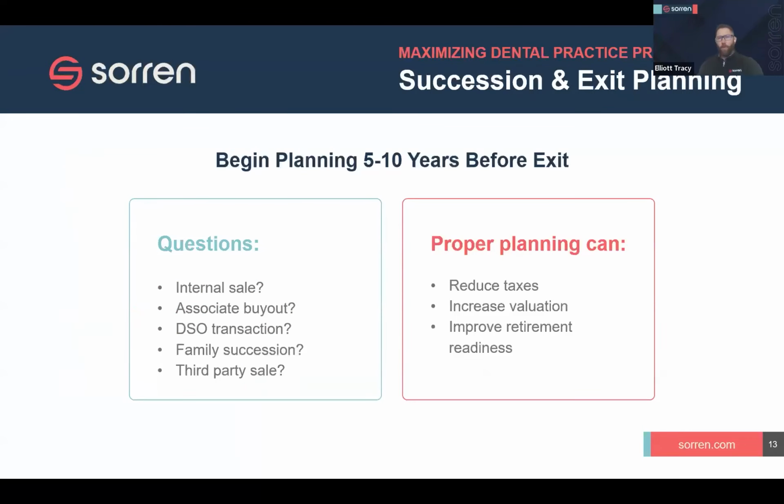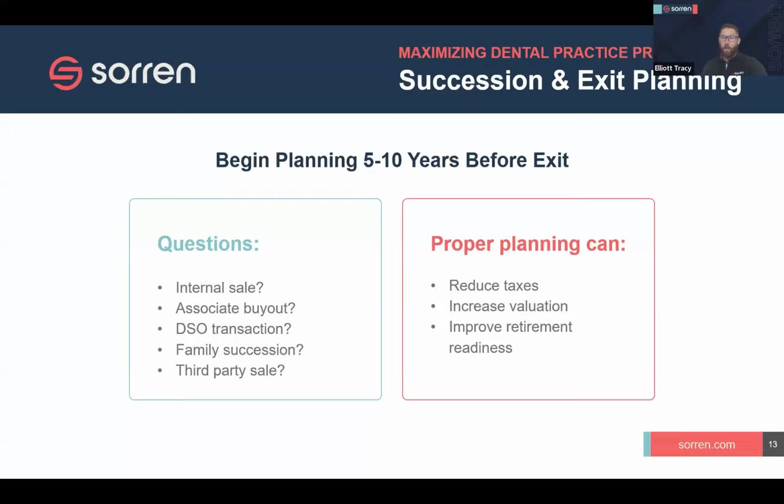So both those two things talk about succession, that succession planning. How am I going to exit? Is this going to be a sale to a potential associate? So internal sale, associate buyout. The larger practice scenario, that's that DSO transaction that I talked about. Is there a potential for family succession?